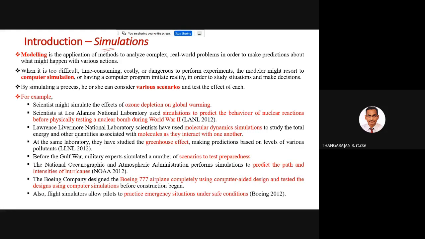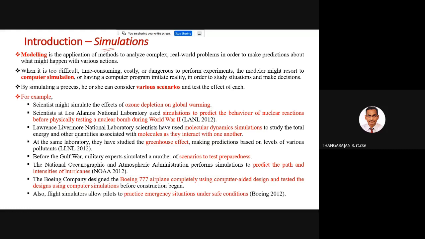Another example: say you are a technician on a windmill. You know windmills are very tall structures, so you have to climb the windmill, and you want to be trained on the different types of problems that may occur. In that case, you are experimenting in a live mode, taking a person to the top of the windmill and asking him to do all the jobs. That is also dangerous, right?